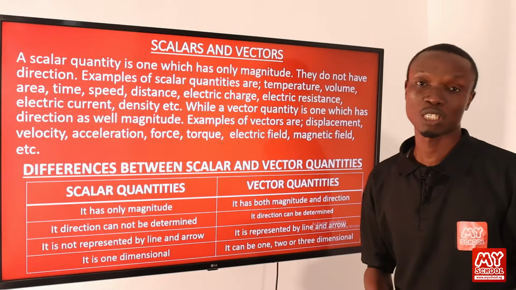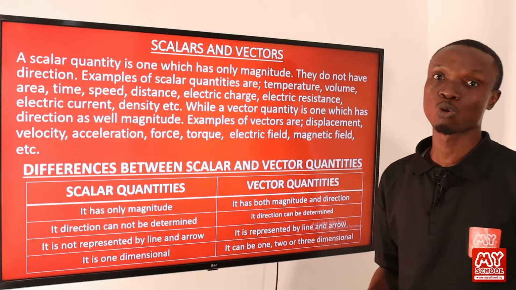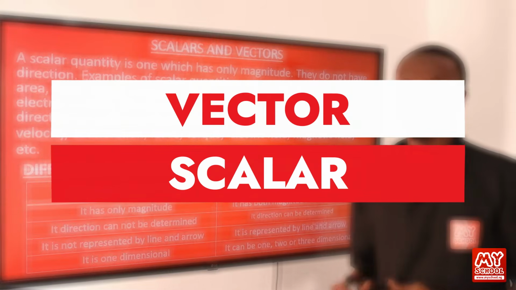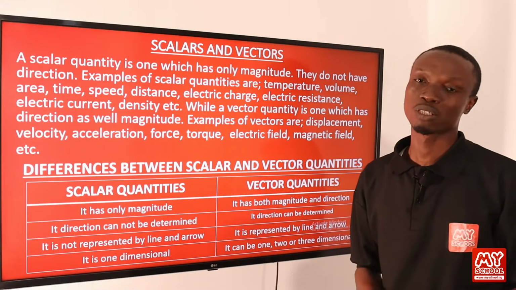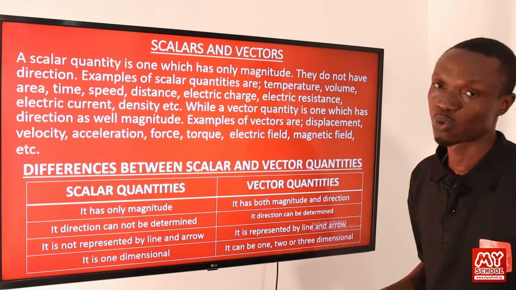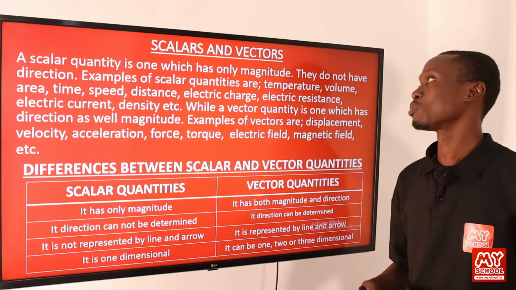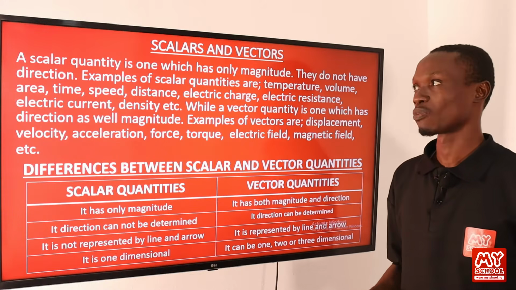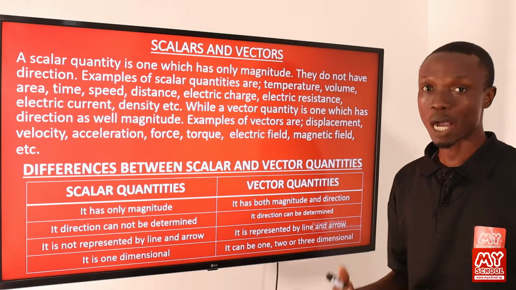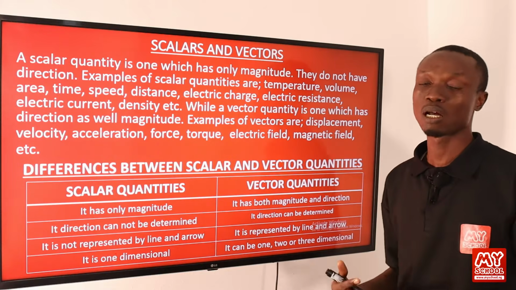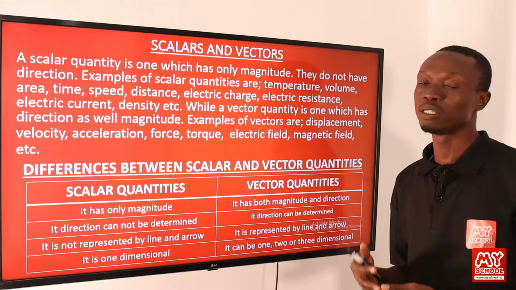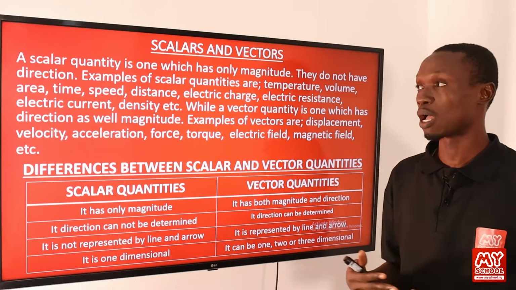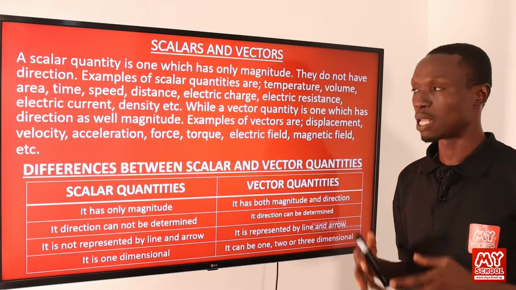So in physics, physical quantity is divided into two: vector quantities and scalar quantities. So what do we mean by scalar quantity? A scalar quantity is one which has only magnitude but no direction. Meaning that when representing them, or when talking about them, you only indicate the magnitude without talking about their direction.